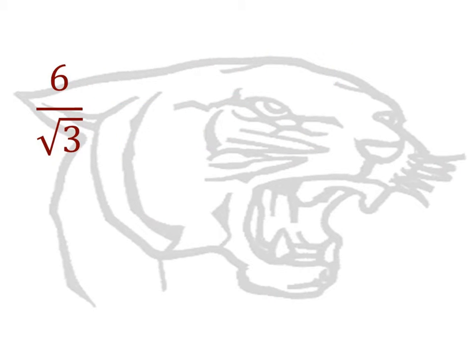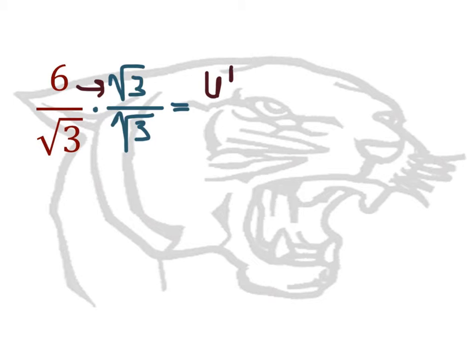6 over the square root of 3. So again, we're going to multiply by 1 in a creative way. The square root of 3 over the square root of 3, because that's what our denominator is right here. We're going to multiply straight across. 6 times the square root of 3 is 6 square root of 3. The square root of 3 times the square root of 3 is 3.